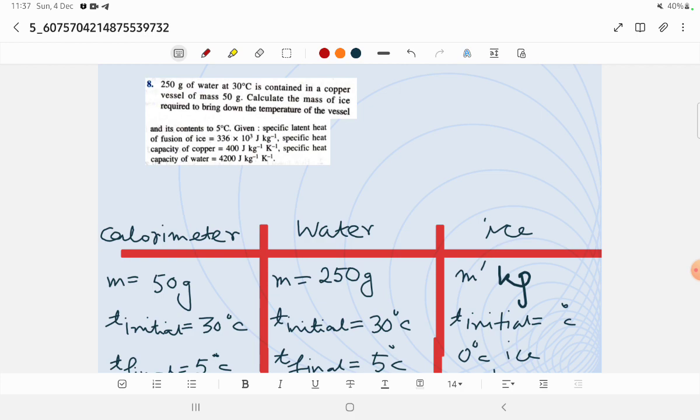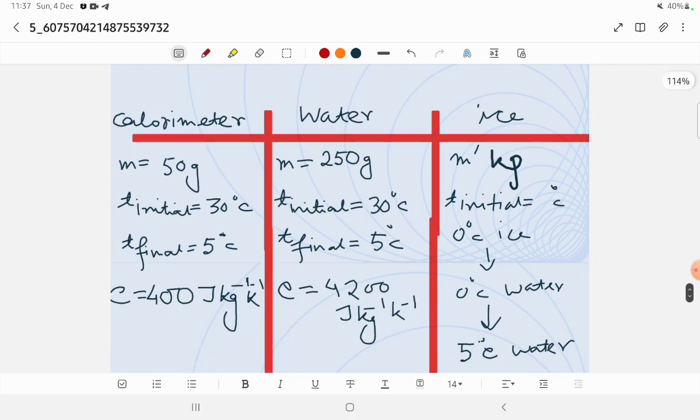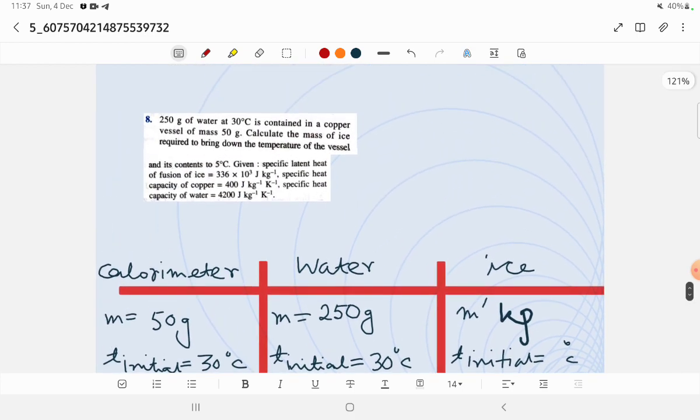Okay. Now the temperature of the calorimeter and its content should be decreased to 5 degrees centigrade. So for the calorimeter, the initial temperature is 30 degrees centigrade, and the final temperature will be 5 degrees centigrade. Water, its initial temperature 30 degrees centigrade, final temperature will be 5 degrees centigrade. And who will bring down the temperature? Here I have to bring some amount of ice.